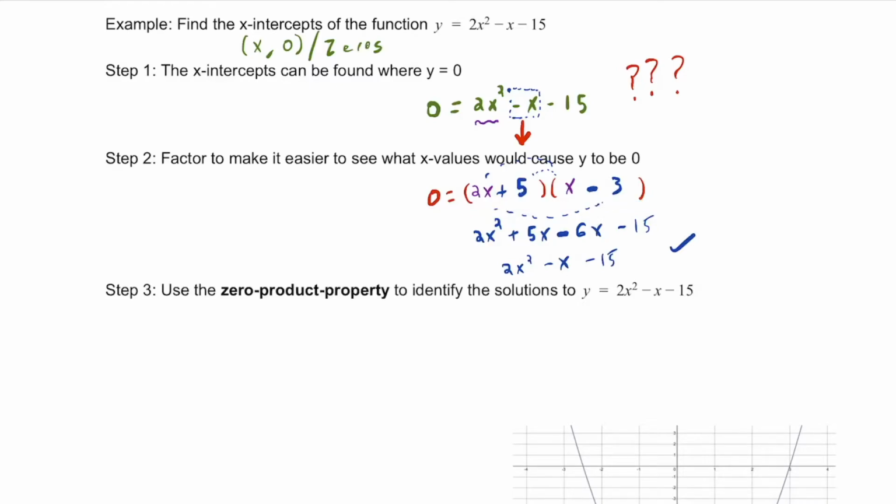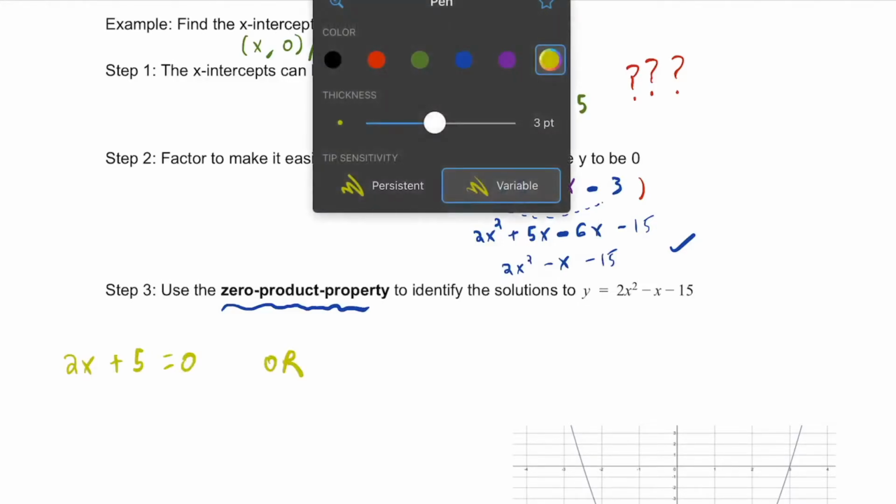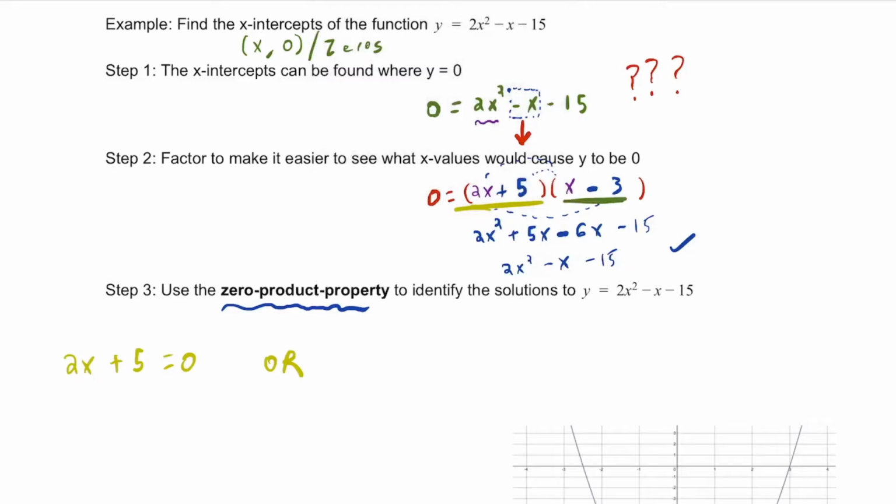Now, the reason this factoring makes life easier is because of the zero product property. That tells us that if either the left parenthesis, 2x plus 5, equals 0, or the right parenthesis, x minus 3, if either of these things is equal to 0, because anything times 0 is 0, the whole expression is 0. So I just solve these.